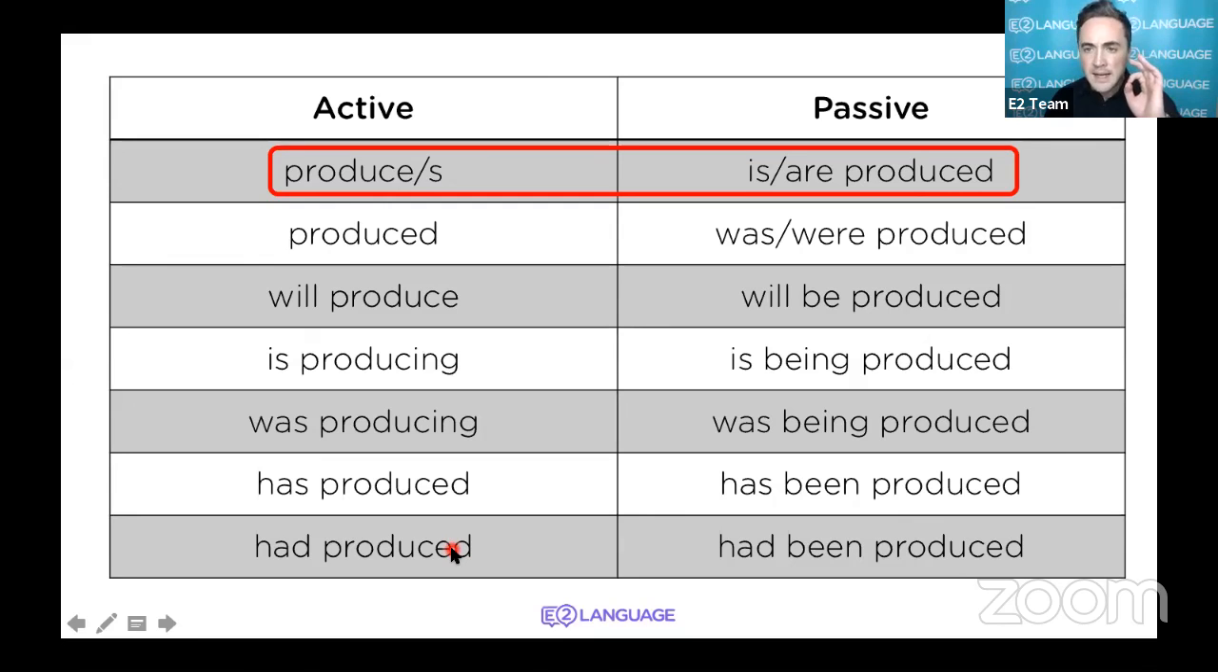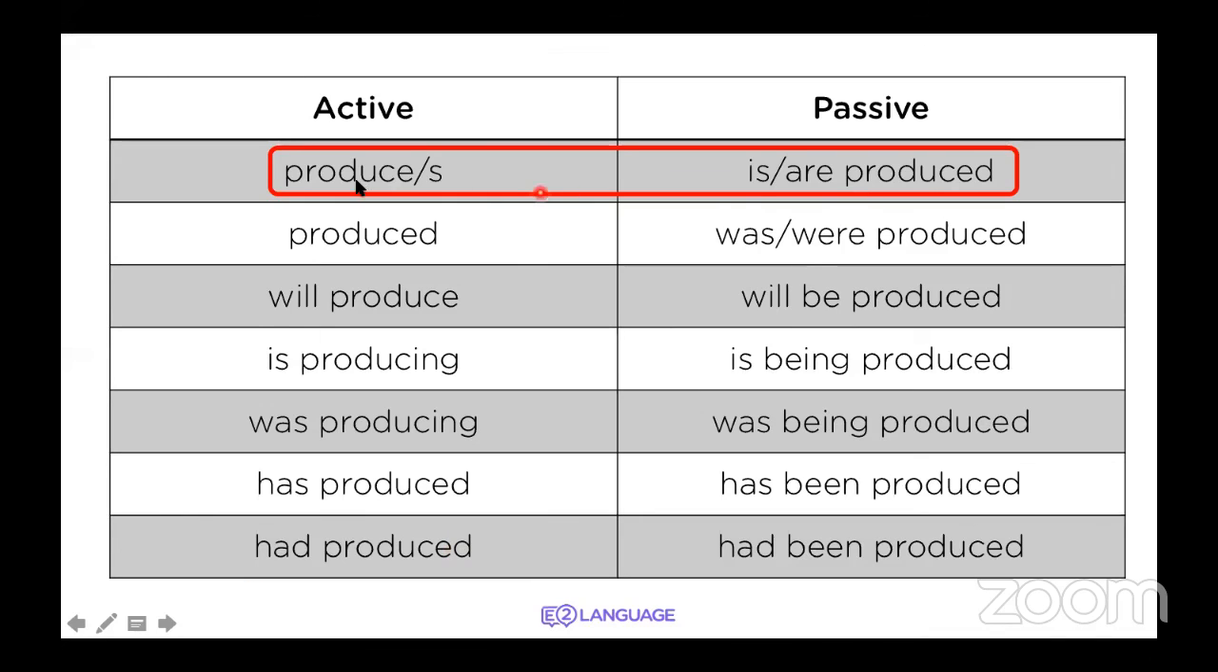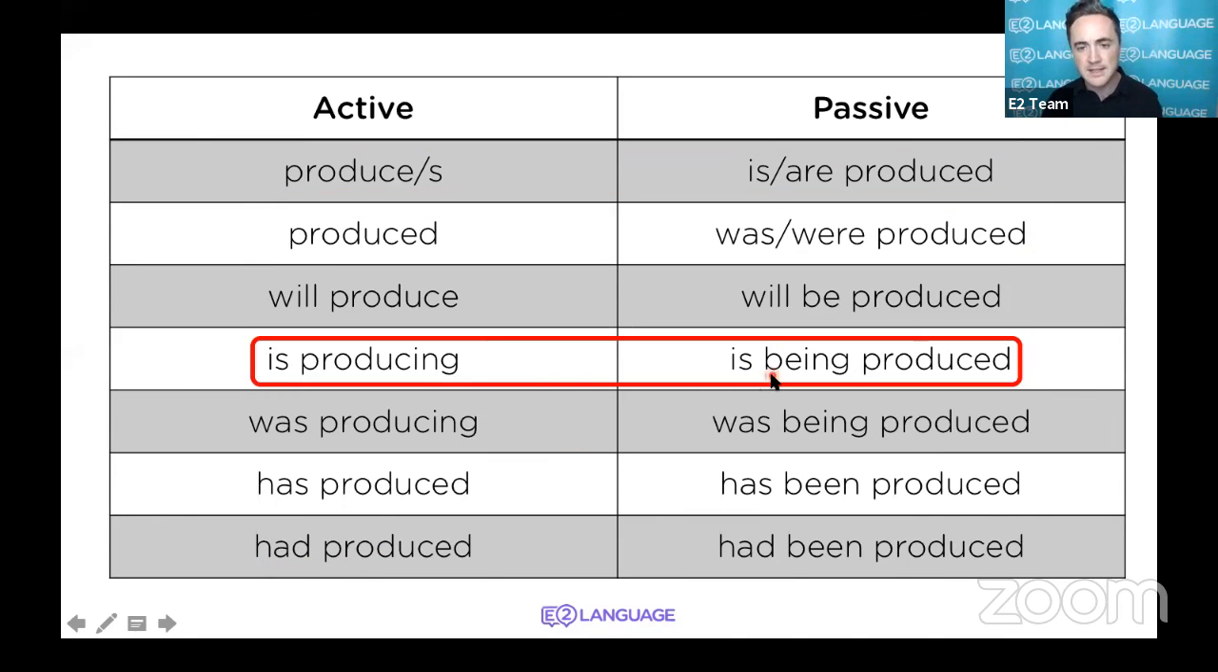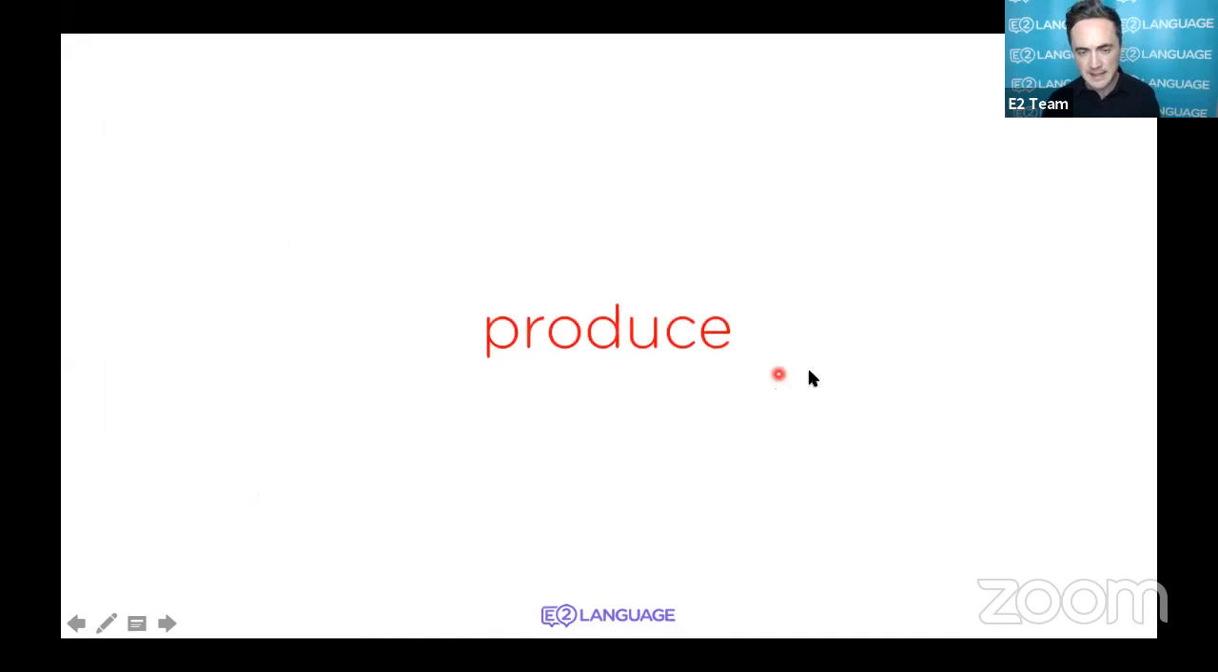So every verb can change from active to passive, right? The passive form of produce is produced or are produced with the ed ending, right? And produced, past, was produced, were produced, will produce, will be produced, is producing, is being produced. I don't want to go through because it's just too much to remember. Let's just look at some examples of this verb produce.